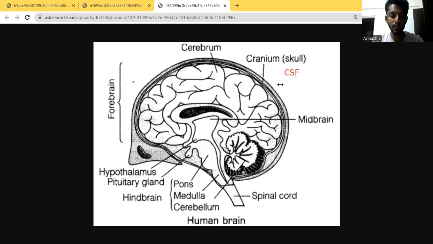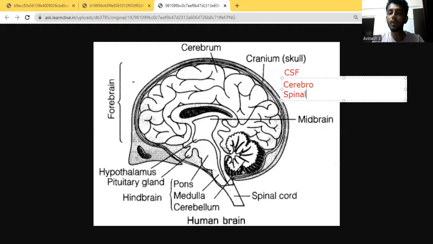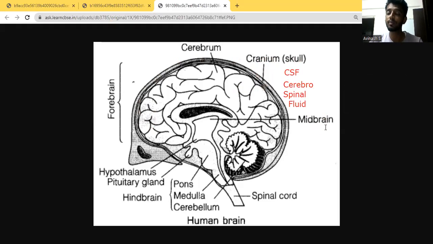The CSF stands for cerebrospinal fluid. This fluid is present inside the cranium, and it helps us prevent mechanical shocks when we get injuries. This fluid is basically present somewhere here in this region, helping us avoid damage. Even if we get an accident, the damage doesn't go too much into the brain. That's because of cerebrospinal fluid.